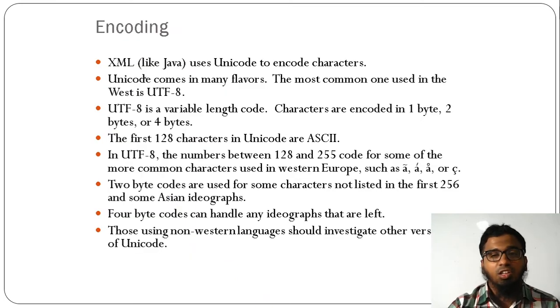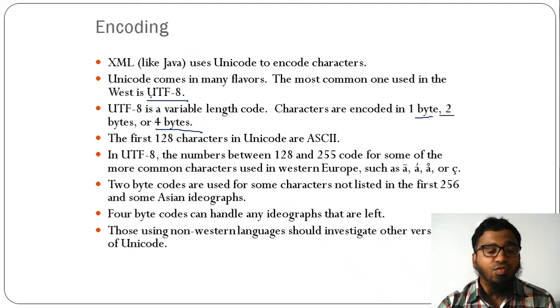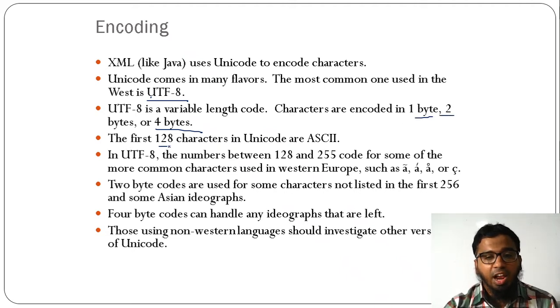Encoding, as we saw just now, is Unicode. XML, like Java, uses Unicode to encode characters. The most common one used is UTF-8. UTF-8 is a variable length code. Characters are encoded in 1 byte, 2 bytes and 4 bytes. The first 128 characters in Unicode are ASCII. ASCII code you have learned, I think, in C programming. So that is the same ASCII.